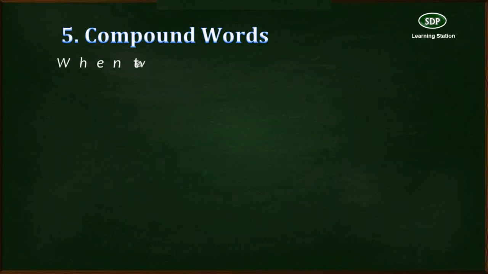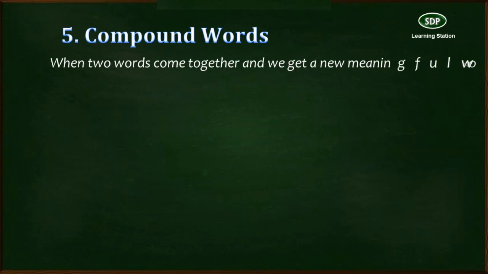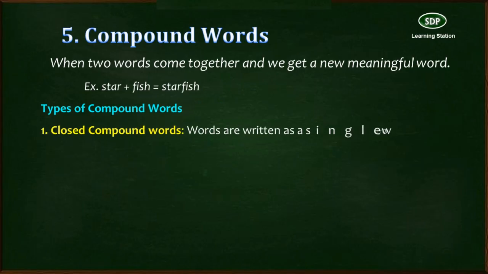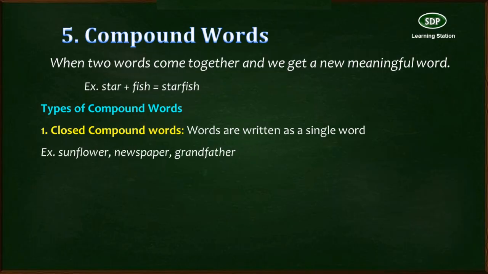Compound words. When two words come together and we get a new meaningful word, it is a compound word. For example, star, fish make a new word, starfish. There are three types of compound words. 1. Closed compound words means words which are written as a single word. Example: sunflower, newspaper, grandfather.